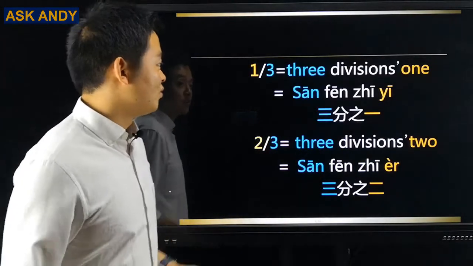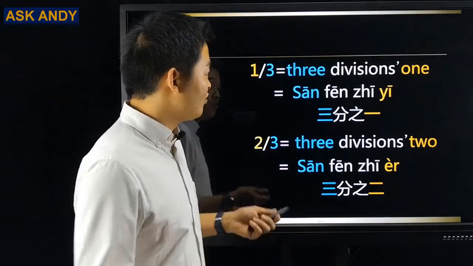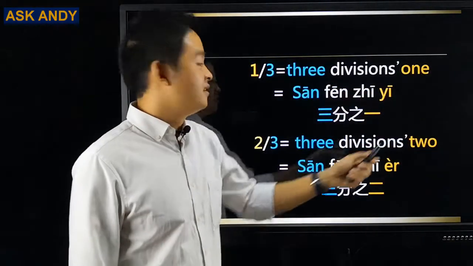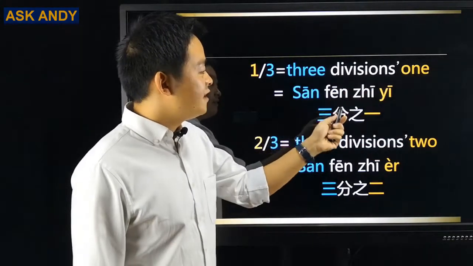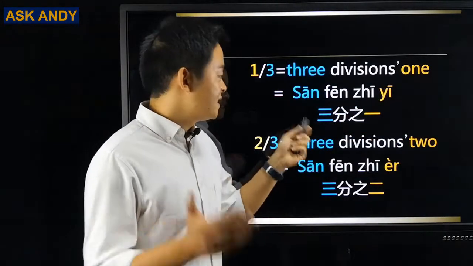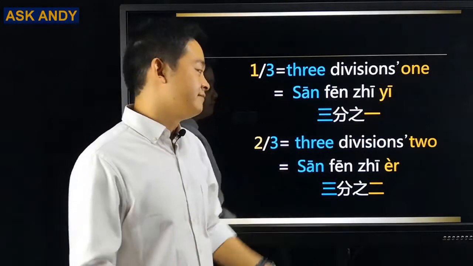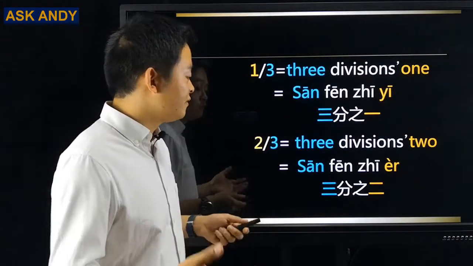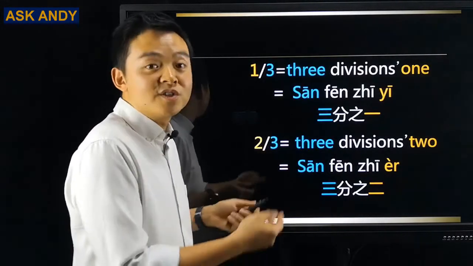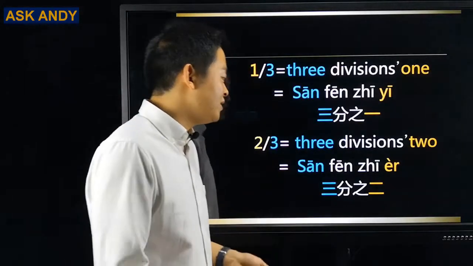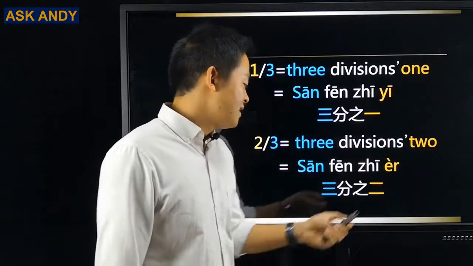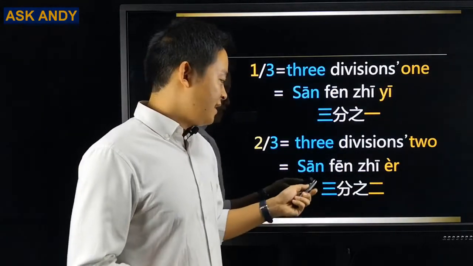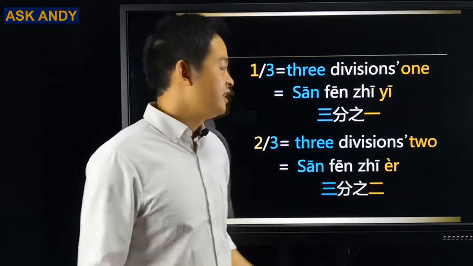For this one, 1/3, same. We read it as 3 divisions 1. So that will be 3分之一. That's it. 2/3. We don't have the plural form for thirds. We just read it in the same way. That will be 3 divisions 2. That is 3分之二. Easy.